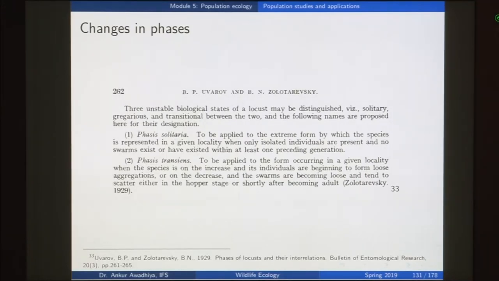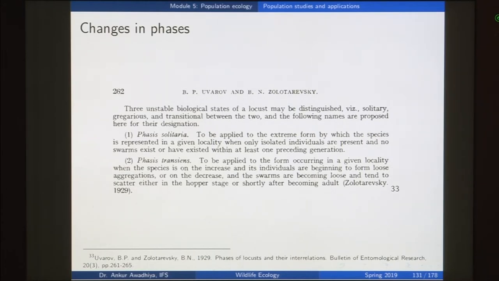So phase solitaria is a term to be applied to the extreme form by which the species is represented in a given locality, when only isolated individuals are present and no swarms exist or have existed within the last preceding generation.